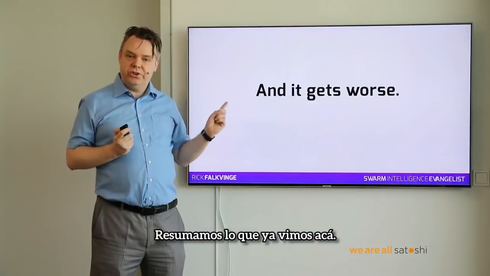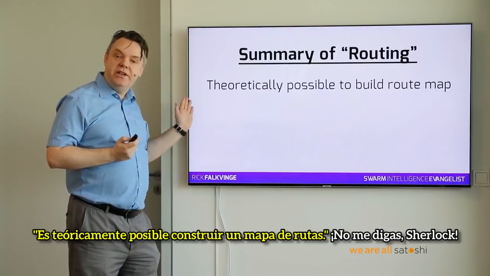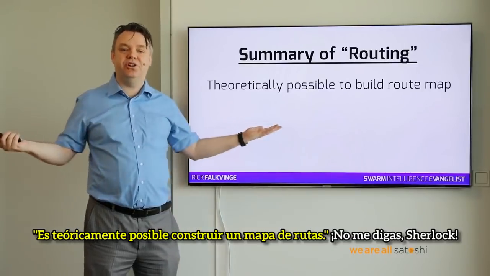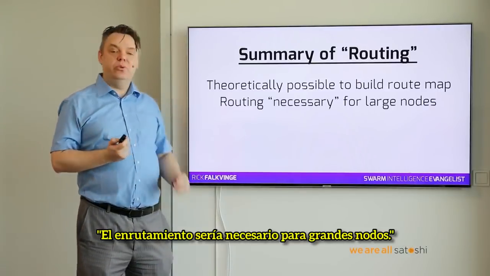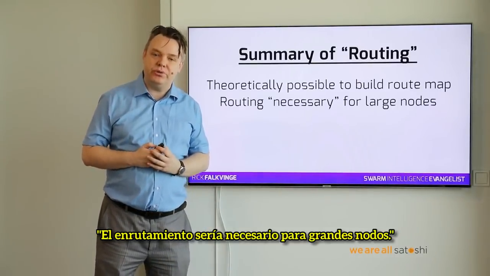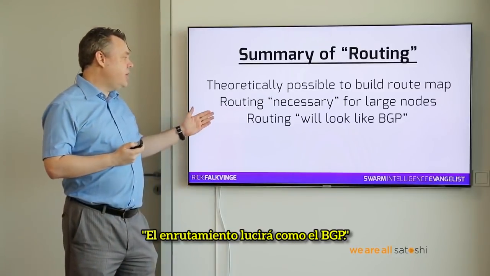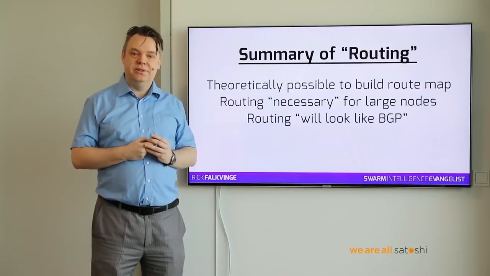Let's summarize what we just saw here. It's theoretically possible to build a route map. No shit, Sherlock. Routing will be necessary for large nodes. Routing will look like the Border Gateway Protocol.